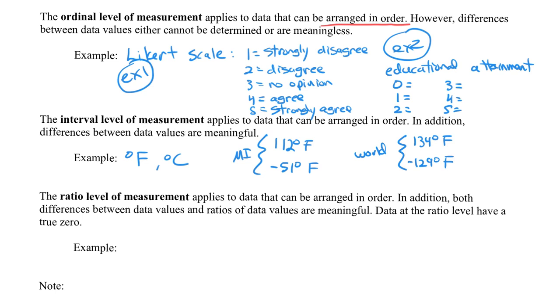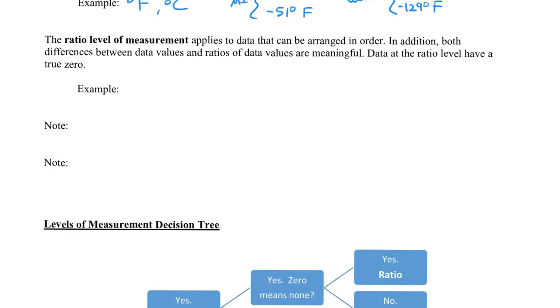And then ratio, the highest level of measurement of them all, is ratio. So this applies to data that can be arranged in order. In addition, both differences between data values and ratios of data values are meaningful. So the ratios, now this is a new one, and we also have what's called a true zero. A true zero. Now in this case, the zero means the none. It means the absence of the variable being measured. So like in the one above, when you have 0 degrees Fahrenheit, it doesn't mean the absence of heat, right? There is still a measurement there.